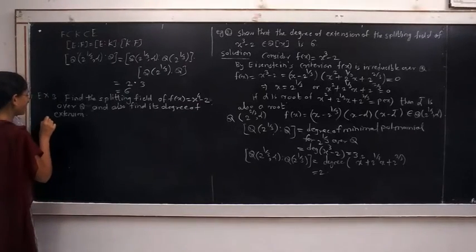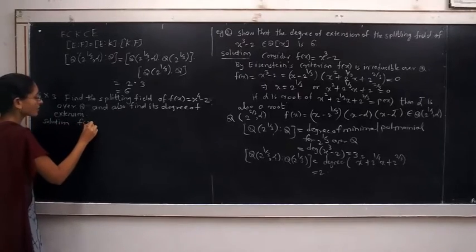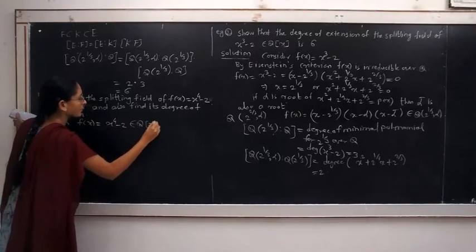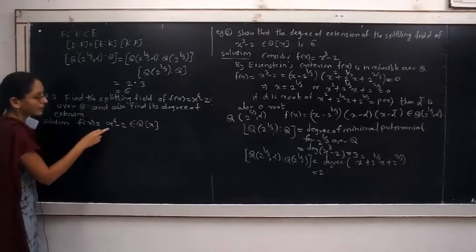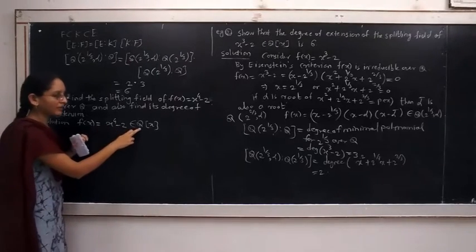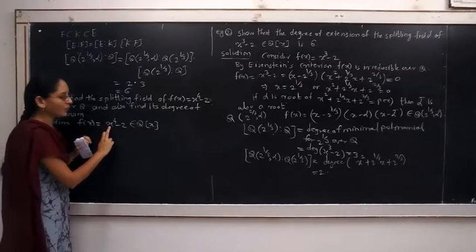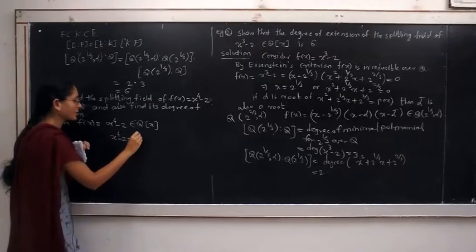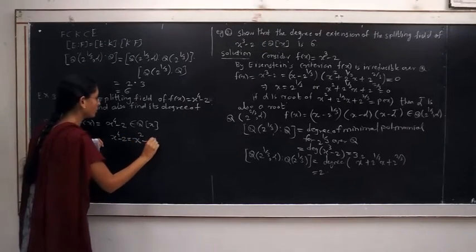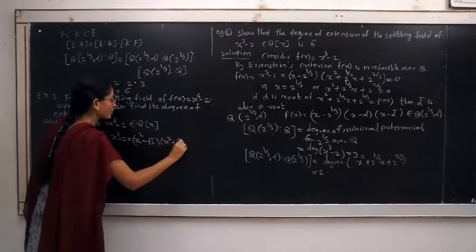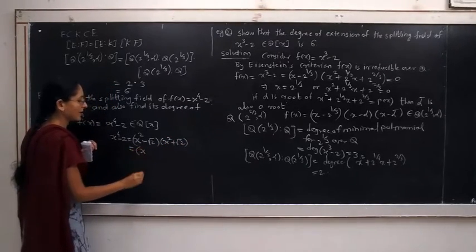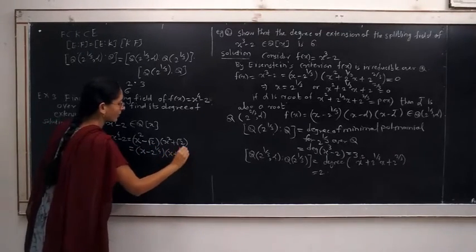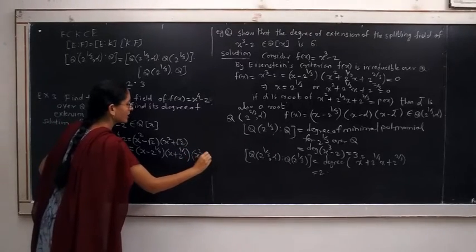We are given a polynomial f(x) = x^4 - 2, belonging to Q[x]. If we factor this polynomial, then the factors are (x^2 - √2)(x^2 + √2). This is equal to (x - 2^(1/4))(x + 2^(1/4))(x^2 + 2^(1/2)).